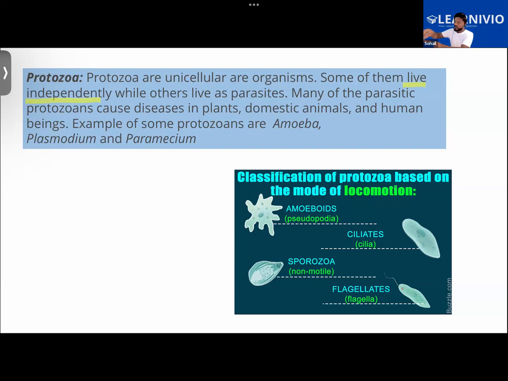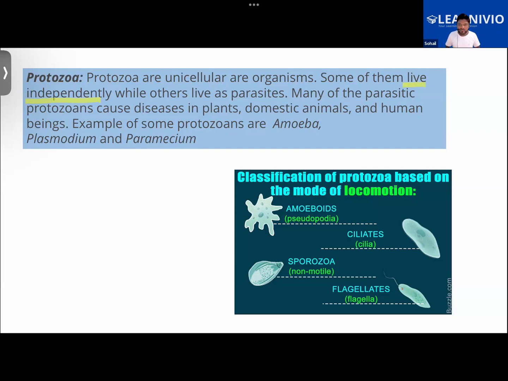All right, let's continue. Talking about the protozoa, what we know is that all of them are unicellular in nature. Getting it? Their body is just made up of one single cell. That is one important fact. Some of them live independently, alone, while some depend upon others and derive nutrition from them.